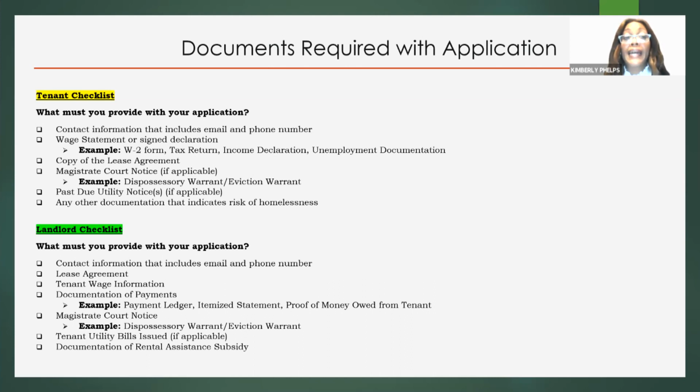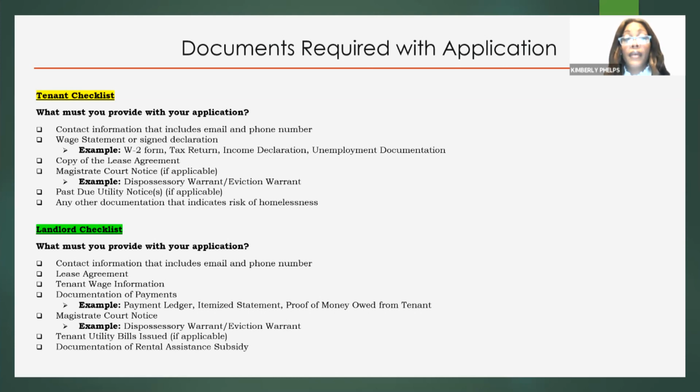Also, you need to provide a copy of your lease, a legible copy of your lease agreement. If you've had a magistrate court notice, such as a dispossessory warrant or eviction warrant, we will need a copy of that for your particular case. If there are any type of past due utility notices that you're actually requesting assistance with utility, we would need the most current past due utility bills, a copy of that. And any other documentation that indicates risk of homelessness.